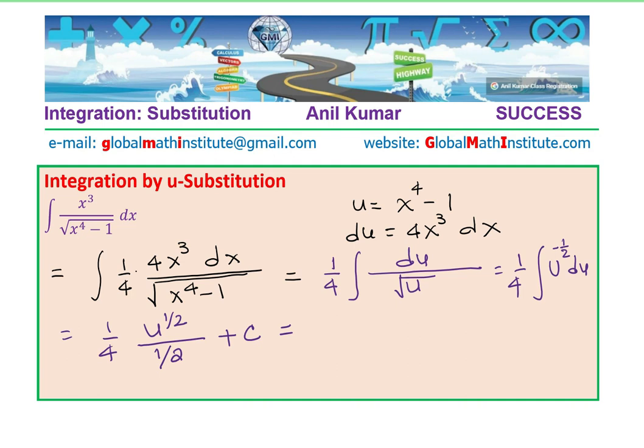Now we can replace and simplify, right? This half will become 2 over 1, correct? And u is x to the power of 4 minus 1 to the power of half, correct? Which is our answer, which is half of square root of x to the power of 4 minus 1. Makes sense? So that is how we are going to solve it. I think it is absolutely clear.